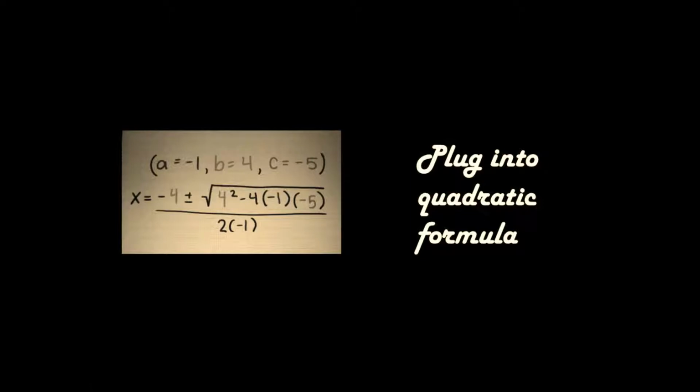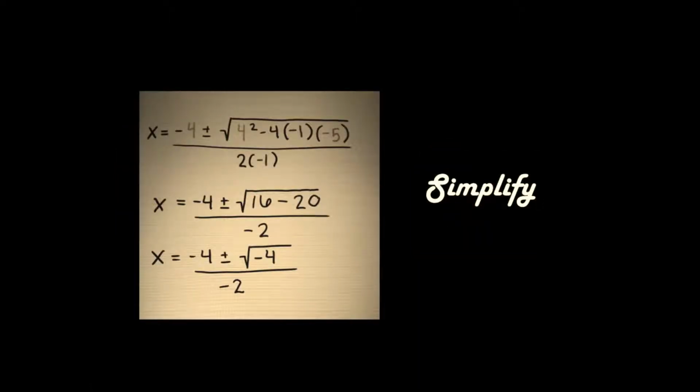Plug your variables into the quadratic equation. x equals negative 4 plus or minus the square root of 4 squared minus 4 times negative 1 times negative 5, all over 2 times negative 1. Now you simplify your equation.